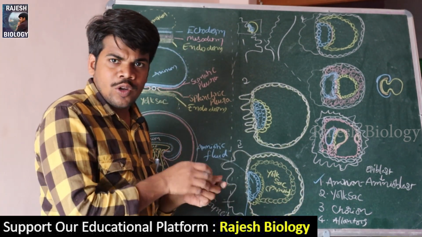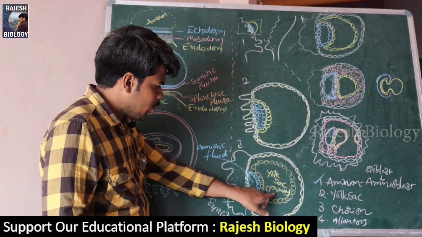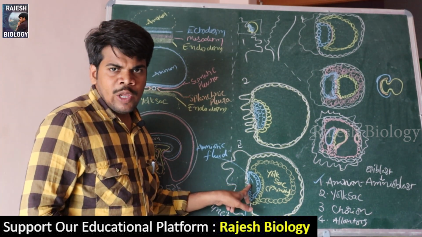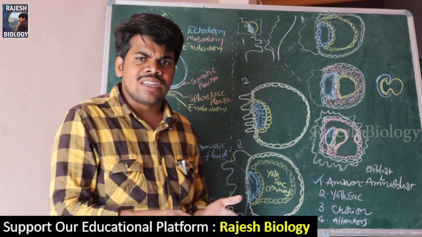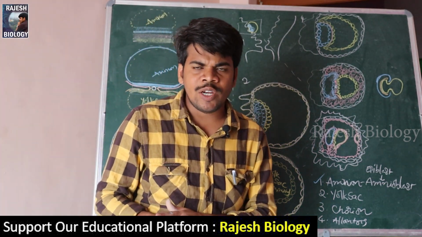So later, another yolk sac is developed. First it is the primitive yolk sac, and it is the amnion. Okay. Now what happens? Just revise once the previous video, the previous class.